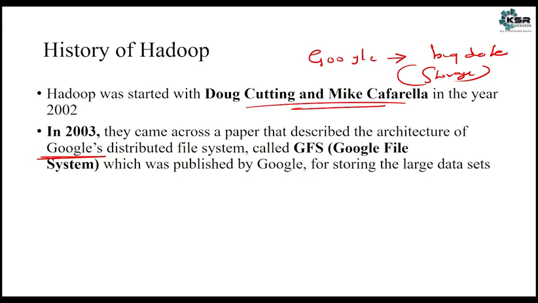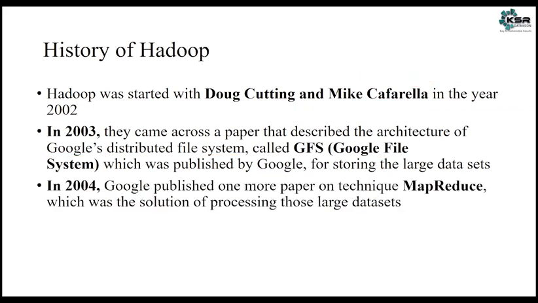And what they were doing, they were handling the big data in the form of files, which is called GFS, Google File System, right? So I repeat one more time. Google had already come up with a file system, Google File System, which was storing large data sets. Now, this is only for storage. In 2004, they came up with one more paper, which is called MapReduce, which was a solution for processing large data.